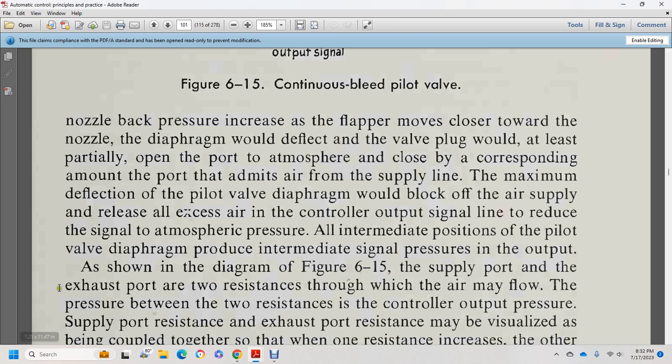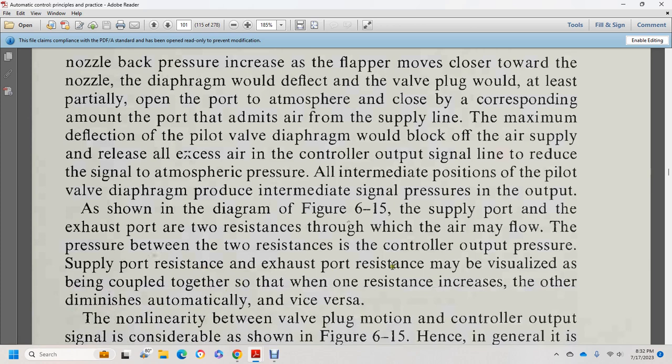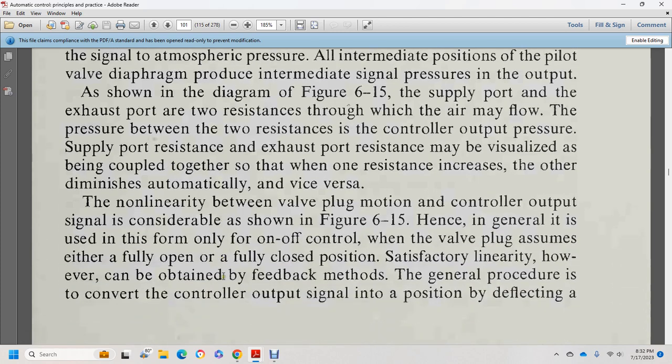As shown in the figure, diaphragm 6-15, supply port over the exhaust port, or two resistances, over which the airflow may flow, with the pressure between the two resistances being the control output pressure. The supply port resistance and the exhaust port resistance may be visualized as being coupled together so that when one resistance is greater, the other is diminished automatically, and vice versa. The nonlinear relationship between the valve plug motion and the control output signal is shown in 6-15. Hence, for general on-off control, the valve plug is assumed to be either fully open or fully closed, with satisfactory linearity.